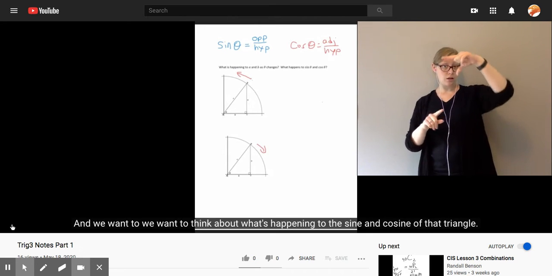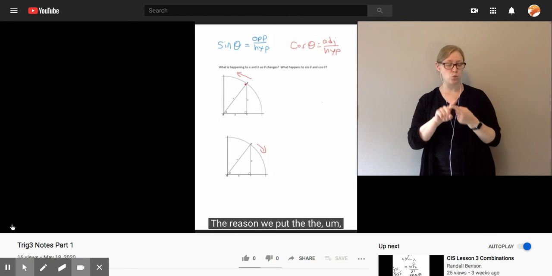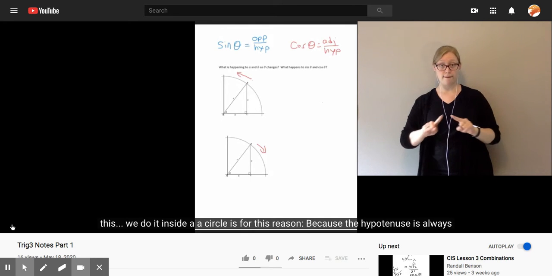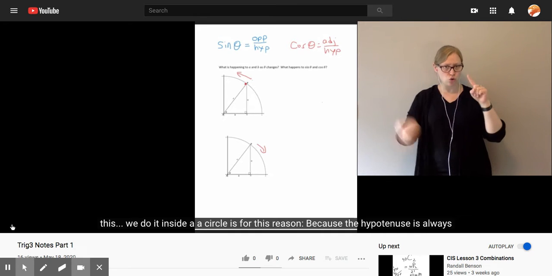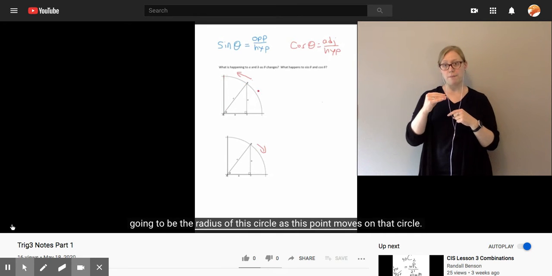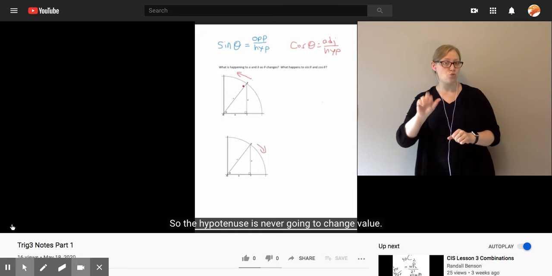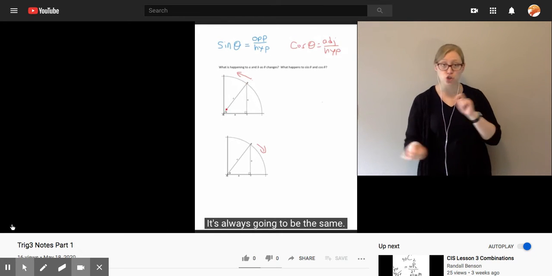And we want to think about what's happening to the sine and cosine of that triangle. The reason we drew it inside a circle is for this reason, because the hypotenuse is always going to be the radius of this circle as this point moves on that circle. So the hypotenuse is never going to change value. It's always going to be the same.